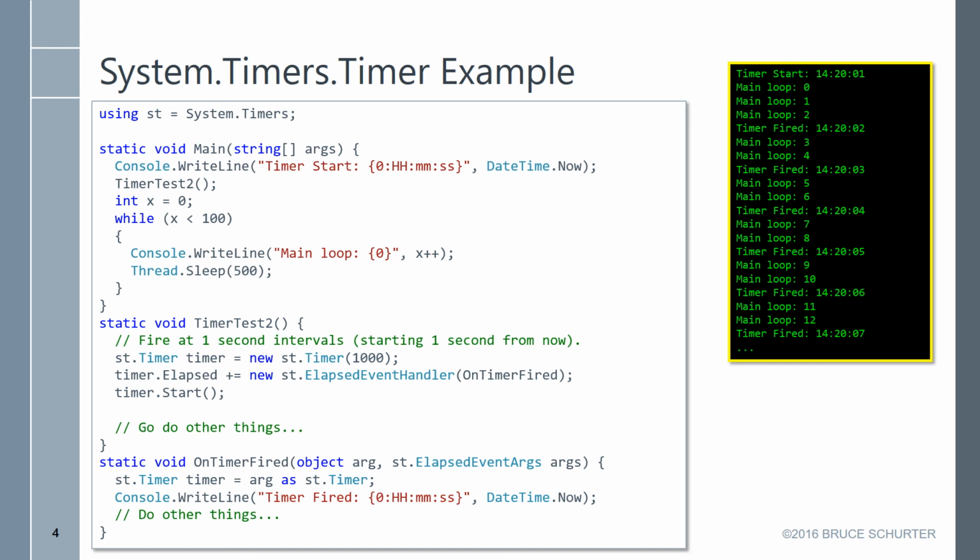So as you see on the right, we start up the timer, and then every second it fires. And again, we have a variable number of main loop triggers in between each timer firing, but typically it's going to be 2 because the main loop will sleep for half a second between each iteration.